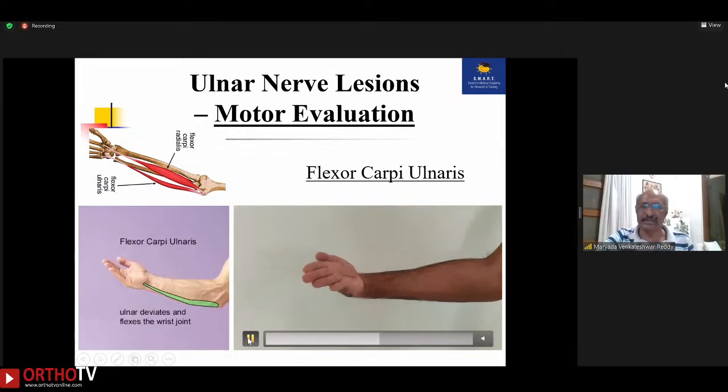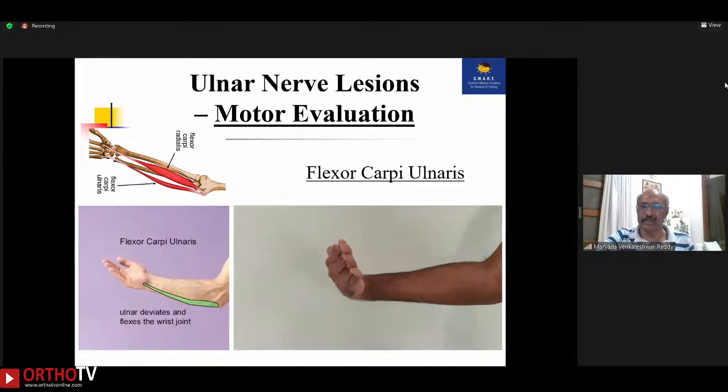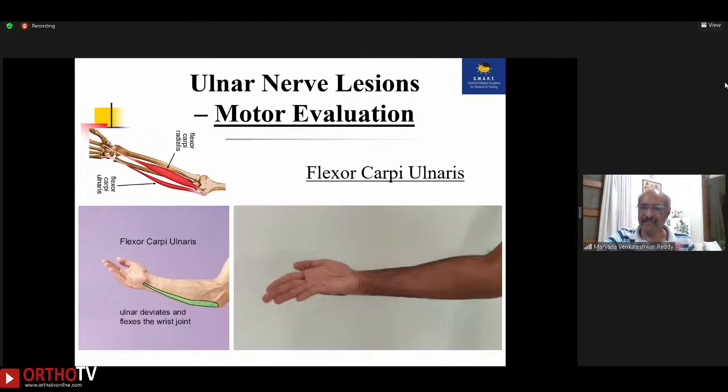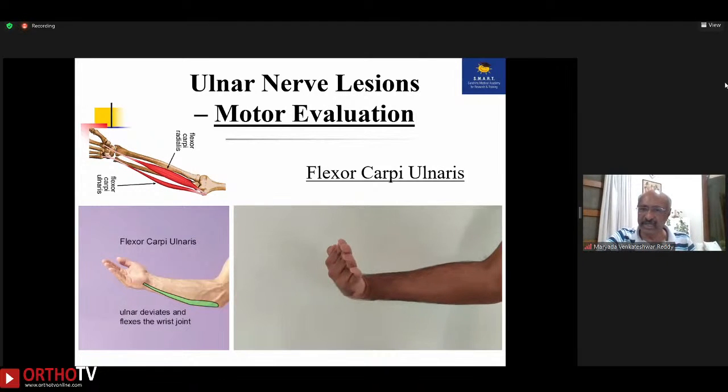This is the correct way. So if the examiner asks you to demonstrate, you should tell the patient to ulnar deviate the wrist and flex it. And after that, ask the patient to hold it in that position, and you try to apply pressure to overcome the movement, to assess the grade. So this is important for flexor carpi ulnaris.